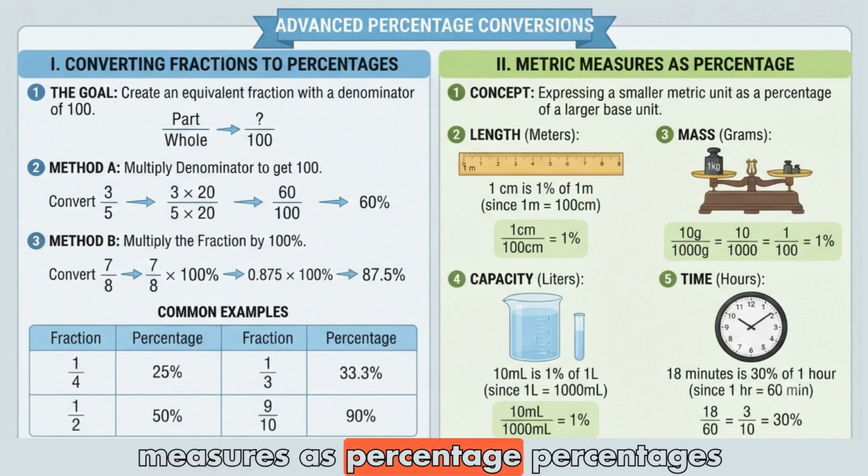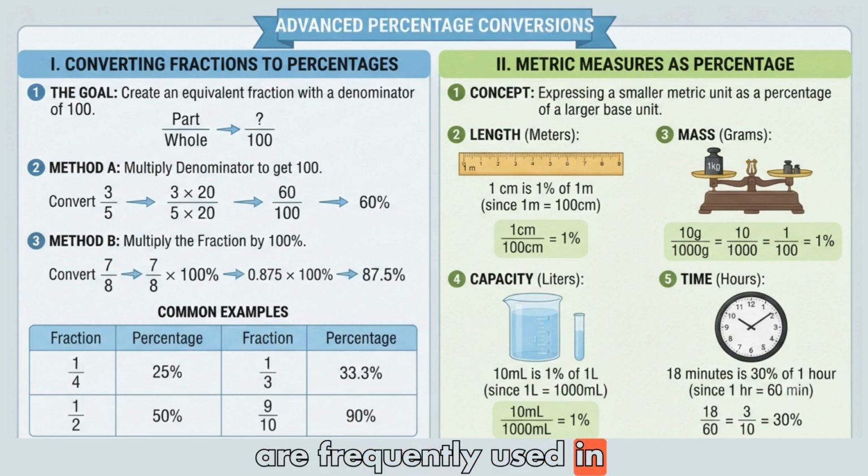Metric measures as percentage. Percentages are frequently used in the metric system to express a smaller unit as a portion of a larger base unit. To calculate this, you place the smaller unit as the numerator and the larger unit as the denominator, ensuring both are in the same unit of measure. Then multiply by 100.